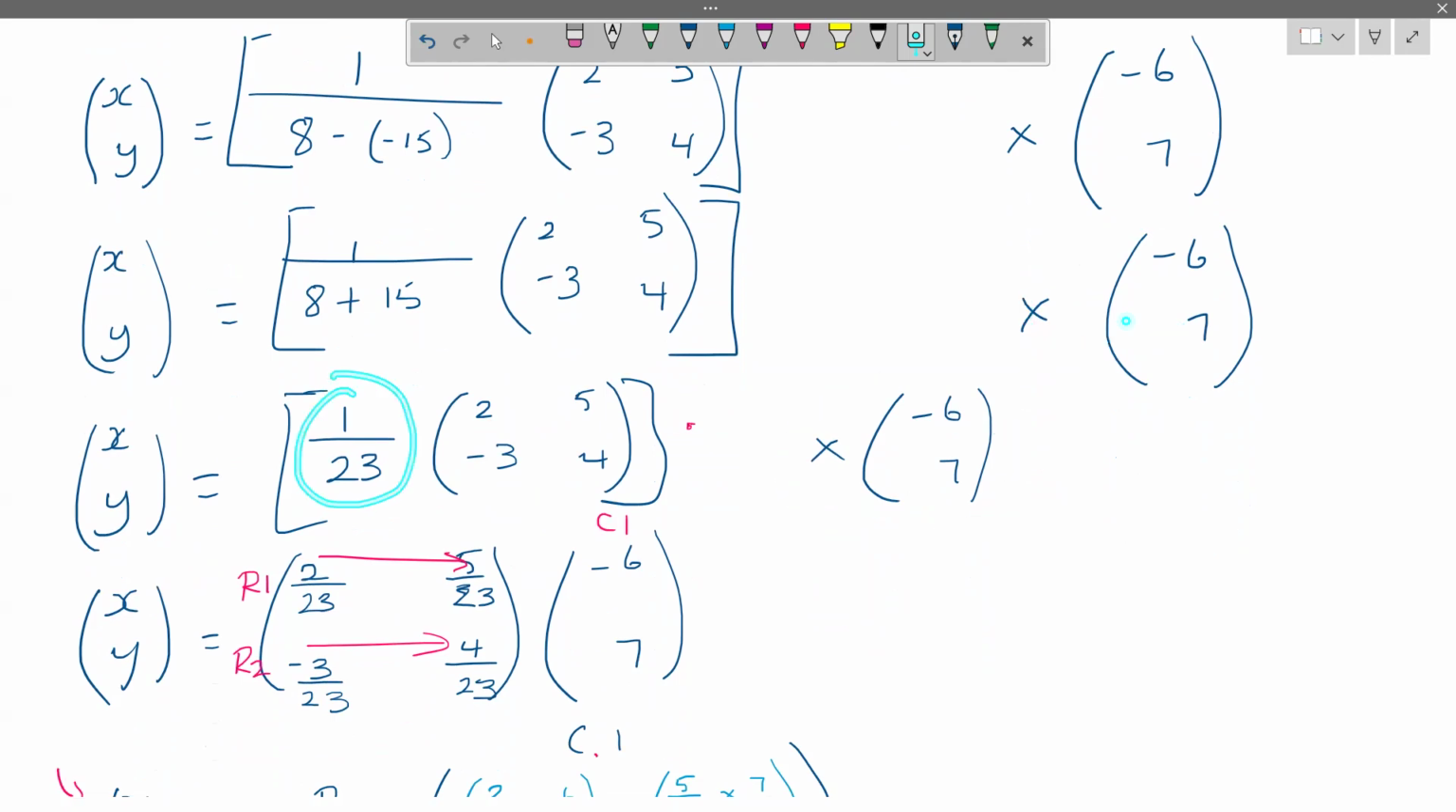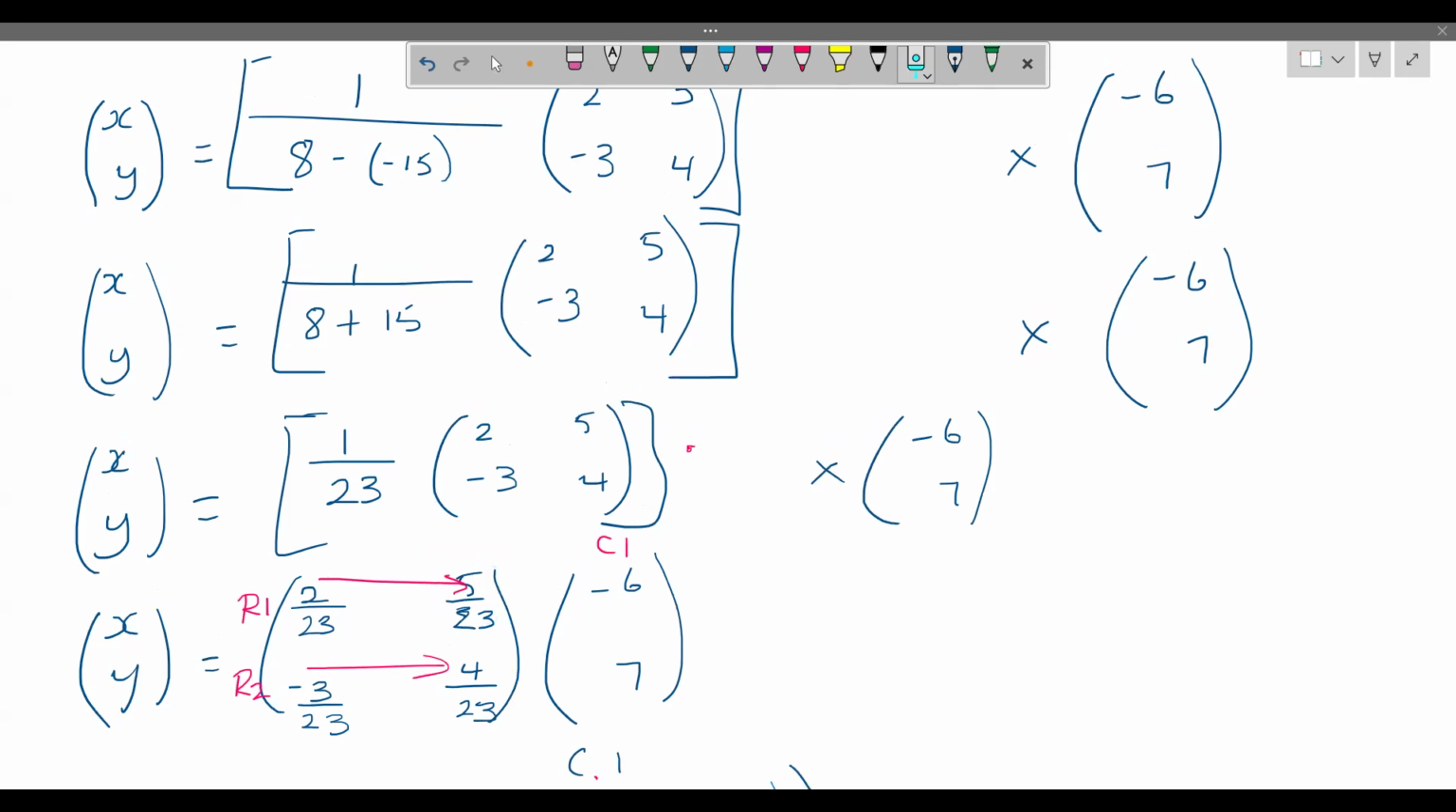Now that I've worked this out, I could multiply this by everybody inside of here. It's easy to do this because we have a 1 in the numerator. So these values here, 2, 5, negative 3, and 4, are going to appear over this 23, right? 2 over 23, 5 over 23, negative 3 over 23, 4 over 23. Everybody with me so far?